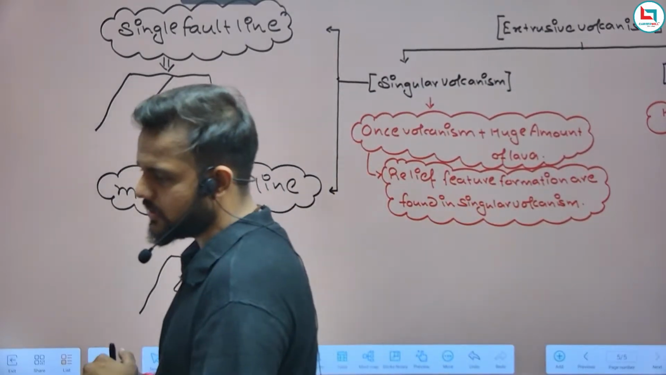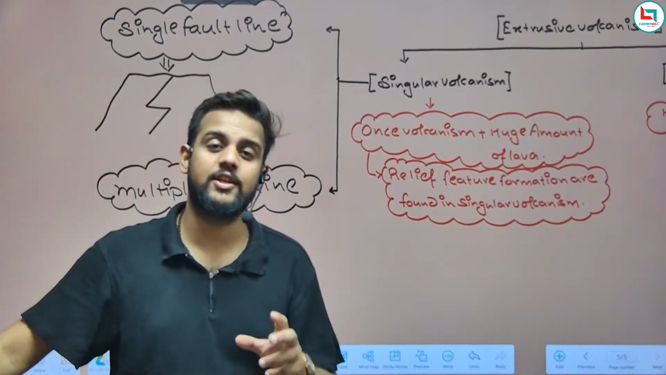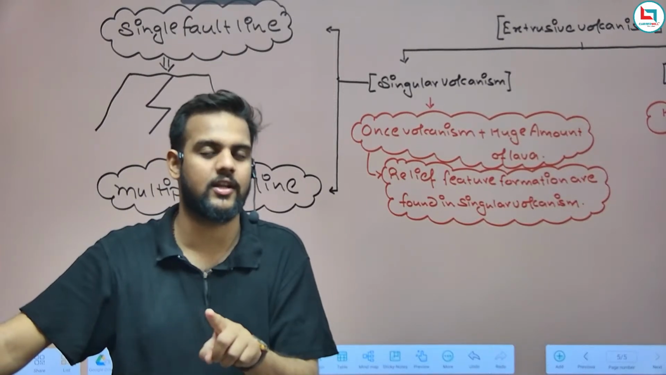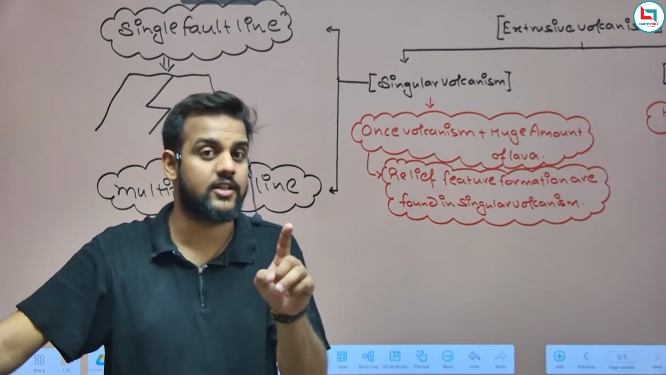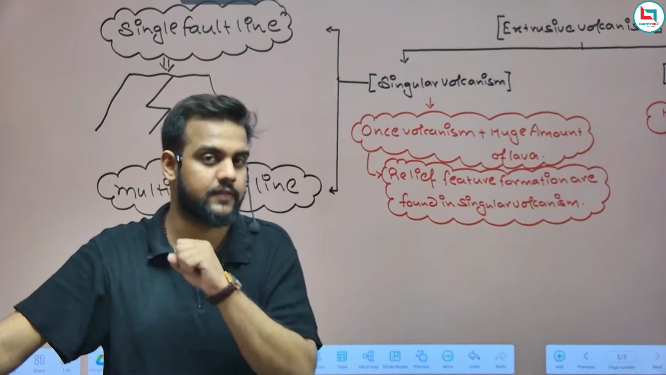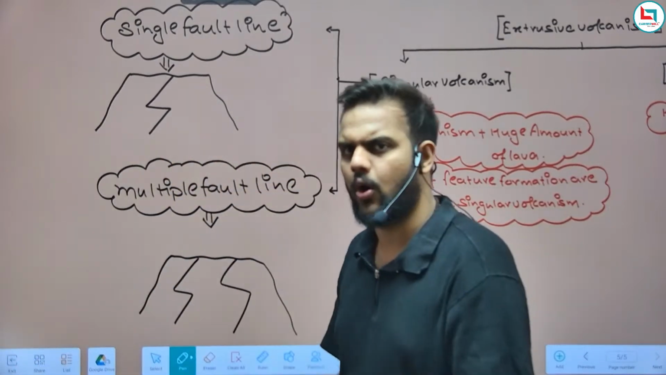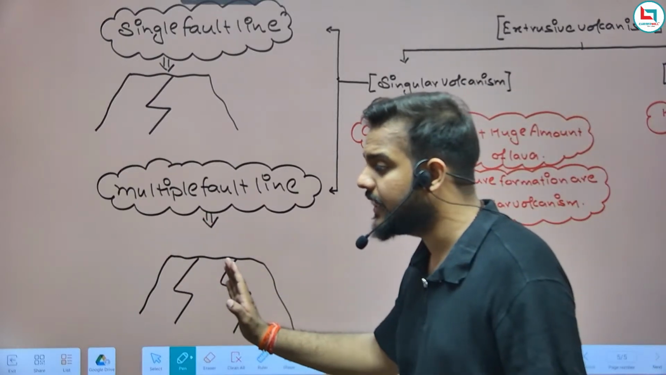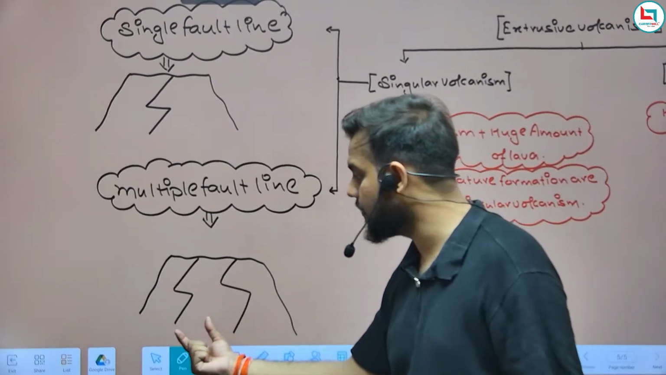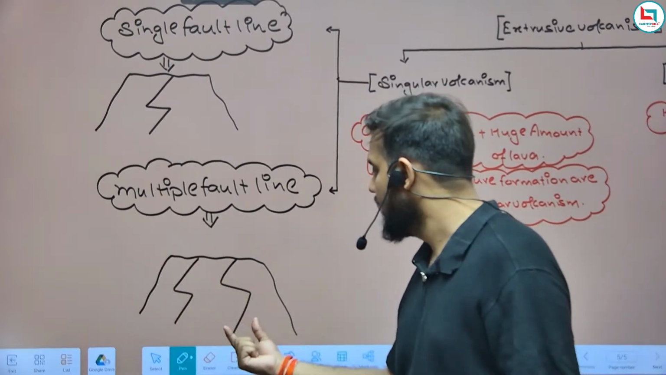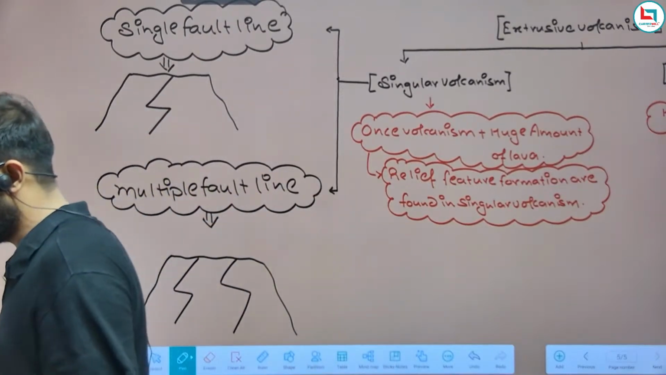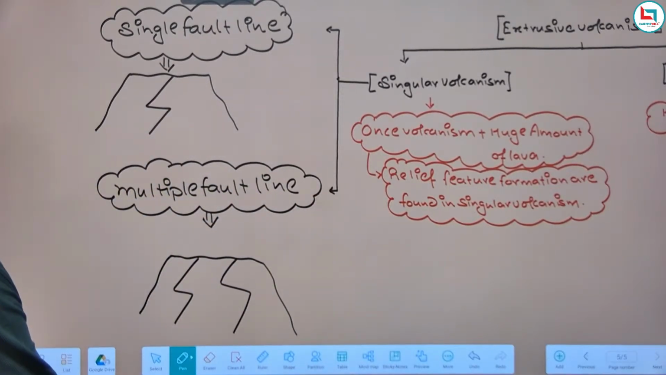So remember one thing, guys: from a single fault line, a huge amount of lava will come out. If it is singular volcanism and there is a single fault line, then a huge amount of lava will be exposed over the surface. And if there are multiple fault lines, obviously a huge amount of lava will come out, but the lava will divide between these two fault lines. Some amount of lava will come out from this fault line and some amount from this fault line. So the quantity of lava will divide between these two fault lines. Okay, so these are the things.